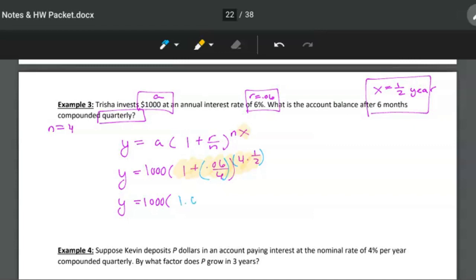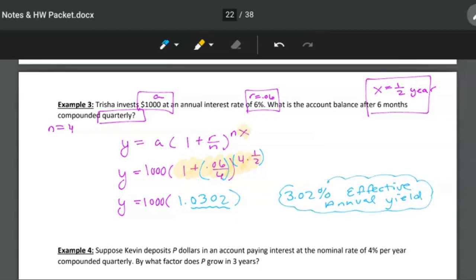You should get 1.0302 if you round to 4 decimal places. All right, remember the whole point of this step is I like to look at the decimal, change it to a percent, 3.02%. Right, that's the effective annual yield, what you actually end up getting. And again, I think on the homework and in the book, they ask you to compare the effective annual yield, the percentage you actually get, with what was advertised. The 6% was what was advertised. That's called the nominal rate.